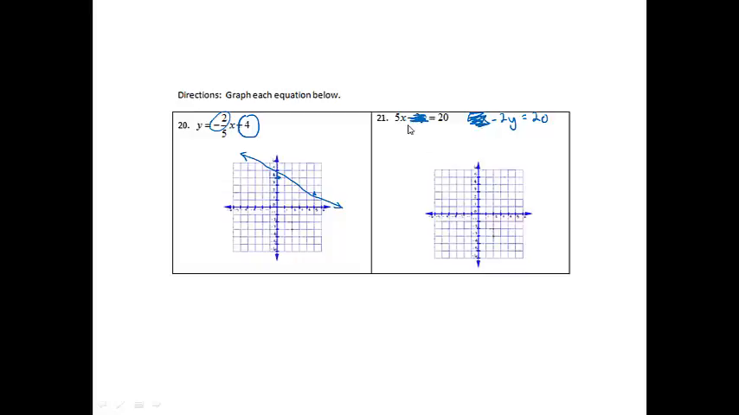So if I want to solve this first one for x, I'll just divide both sides by 5, and I get x equals 4, which means my line is touching the x-axis at 4. So you can just go to the x-axis and put a dot at 4.